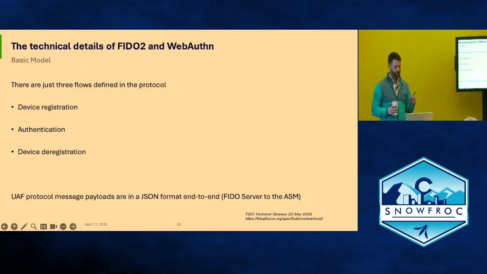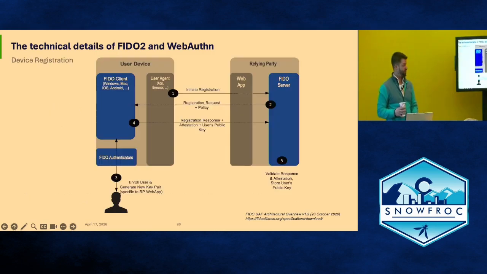It's really easy, though. There's just three flows in this protocol that are really relevant. Registration, just taking the private key, is like setting up the private key to log into a thing. Authentication, actually logging into the thing. And deregistration is just forgetting about all that.